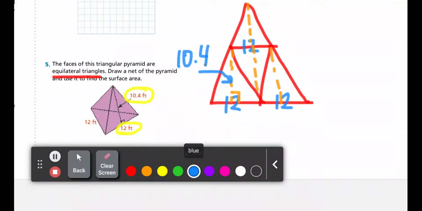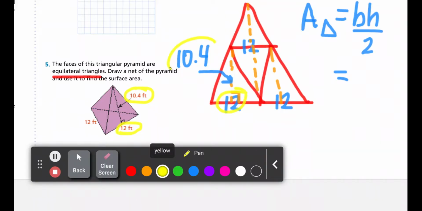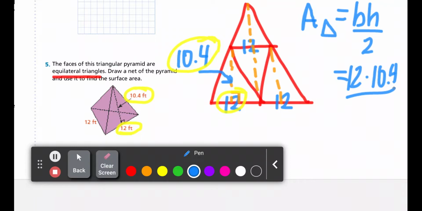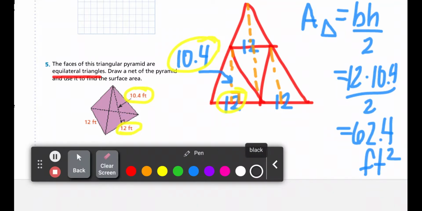So now we're going to find the area of one triangle. We use our area of a triangle formula, base times height divided by 2. Let's plug in what we know. We know that a base is 12 and the height is 10.4. So area equals 12 times 10.4 divided by 2. So what is the area of one triangle? 62.4 feet squared.